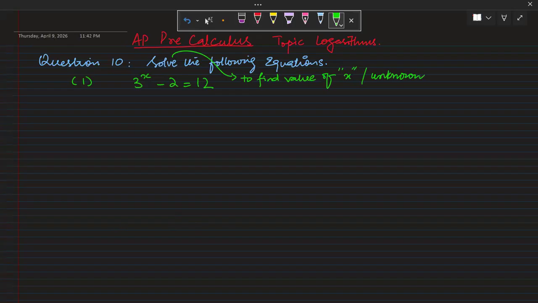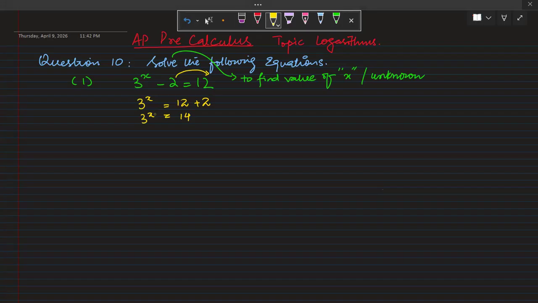Now, first of all, you can see here that this minus 2 can be shifted to the right side, to 12. So it'll become positive, so it's going to be 14. Now, what should be done so that we can get this value x? We move 3 to 14 and divide it? We can't move the 3 to the division because the power is there on x, right?